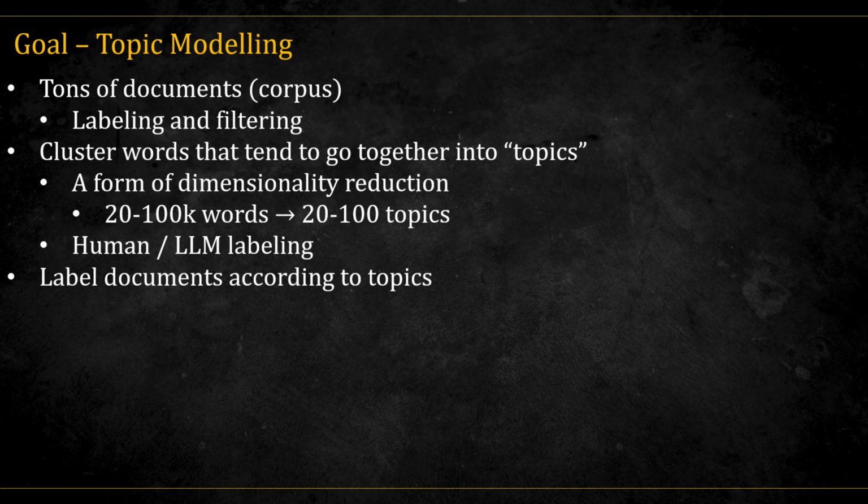The way it achieves that is by clustering words that tend to go together in the same document into topics. And so one can also view it as a form of dimensionality reduction, say from a dictionary that consists of tens of thousands of words into a small set of a few dozen topics. Interpreting and labeling these topics requires human judgment, or, in the age of LLMs, automated assistance.